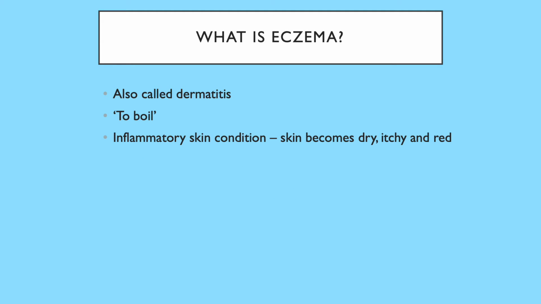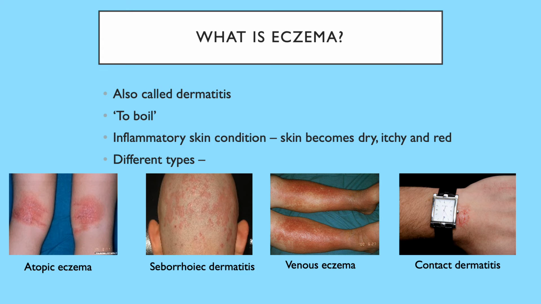So what is eczema? Eczema is also called dermatitis and comes from a Greek word meaning to boil. It is an inflammatory skin condition in which the skin becomes dry, itchy, and red. There are several different types of eczema which are important to be aware of. The most common form, and the one that you will probably be most familiar with, is atopic eczema, which we will focus on in this lecture.